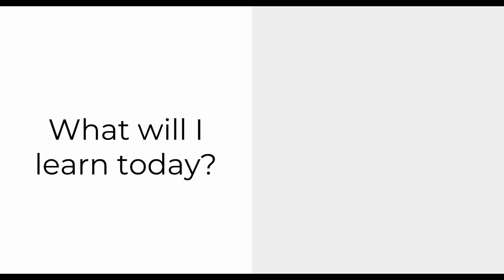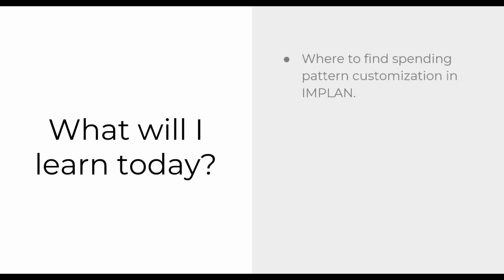We're going to learn a couple of different things. Three main key points. One is where to find spending pattern customization in IMPLAN. There are a couple of key ways to do that. You can customize them directly in a particular event for one-time use. You can build out custom spending patterns for industries and institutions for multiple uses. You can also use an event template outside of the software to do this as well. So we're talking about those three approaches.